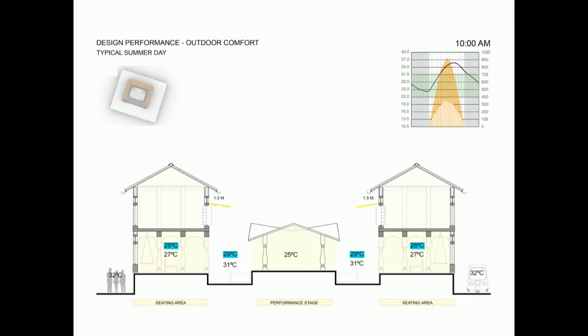Moving ahead to design performance of outdoor comfort with the UTCI. I've studied a typical summer day, and at 10 a.m. it has been 1.5 meters shaded by the awnings, which are my design solution for shading. The awnings are 1.5 meters, and 3 meters for the extended part. At 10 o'clock, only by opening the awnings for 1.5 meters, the temperatures differ by 2 degrees.